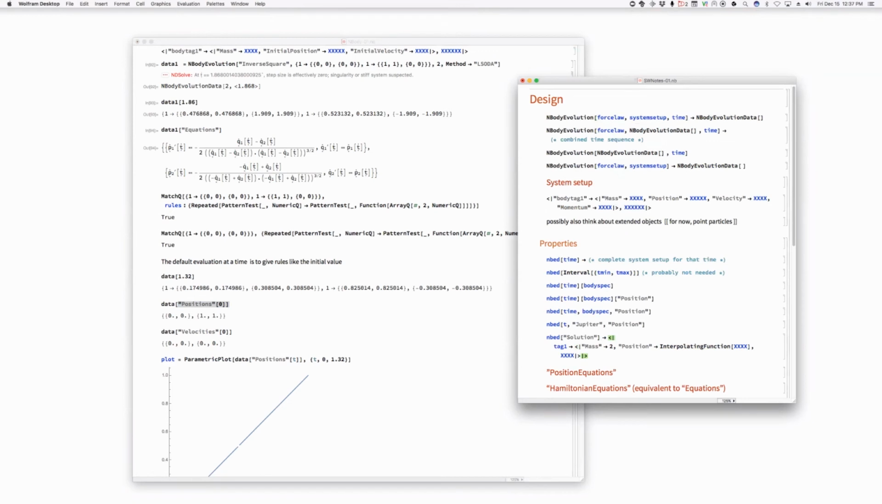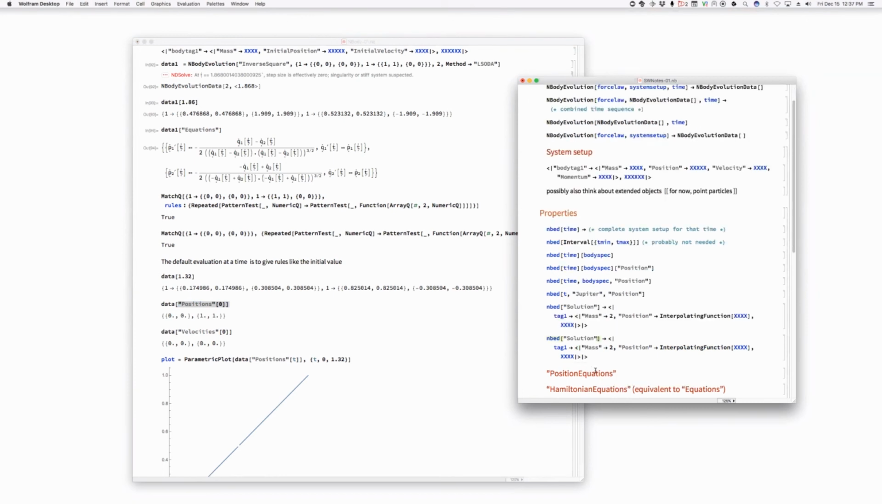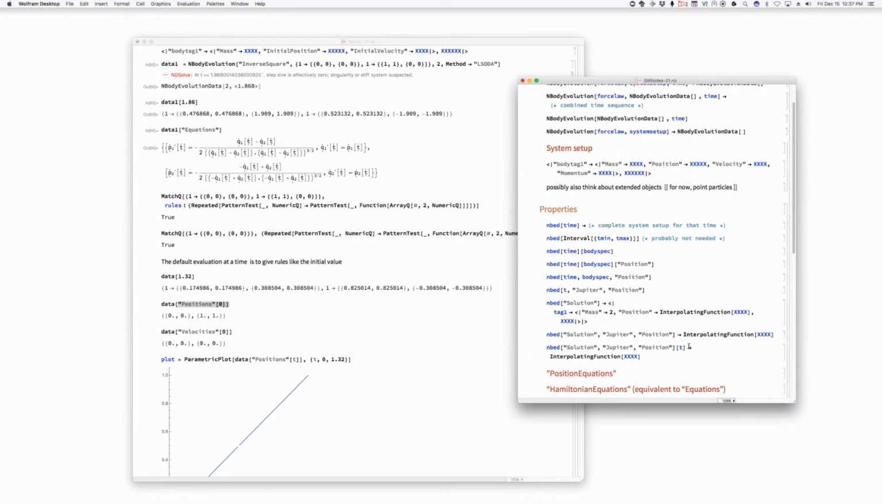But to slice that for a specific time, so one way to get, I see. So look, this is a way you could do this fairly reasonably. If you said solution, comma, Jupiter, position, then what that would return is a pure interpolating function that just has exactly what you want to plot. So then in the actual plotting code, what it would look like is just this. The only thing that's a little unfortunate about that is having to have the word solution in there.